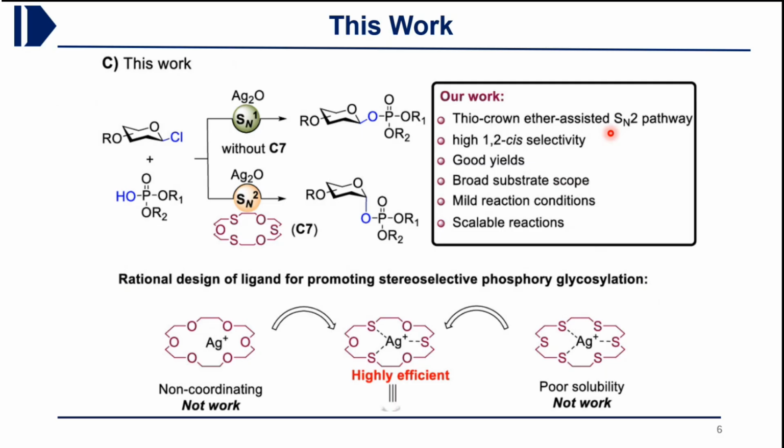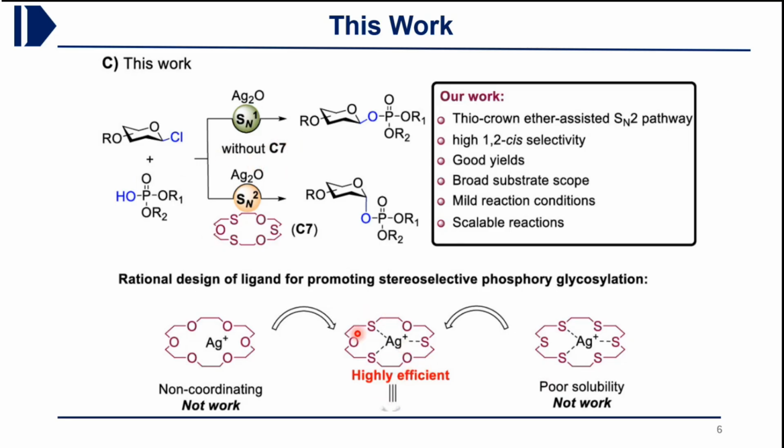So in this work, they have used this Thiocrown method to overcome these problems and to get high 1,2-cis selectivity. Their work shows a Thiocrown ether assisted SN2 pathway, which gives high 1,2-cis selectivity, good yields, and broad substrate scope. They have used mild reaction conditions, and these reactions are scalable. Here they have used this beta glycosyl chloride as a donor and this phosphate acceptor.